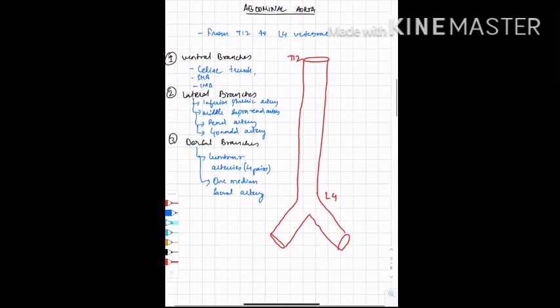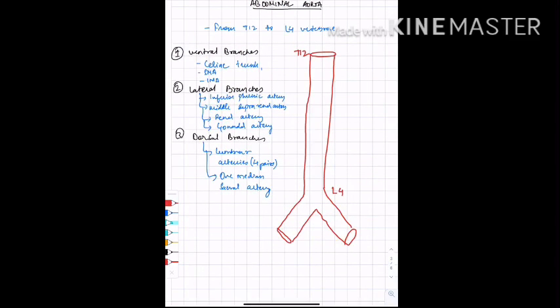Okay, so we'll come to this confusing table later also. First we'll see the branches. First of all are the celiac trunk, superior mesenteric artery, and inferior mesenteric artery, that is the ventral branches. So celiac trunk here, this is the celiac trunk. Imagine this is the superior mesenteric artery and this is the inferior mesenteric artery. I'll just write it as CT, celiac trunk, SMA, superior mesenteric artery, and IMA, inferior mesenteric artery.